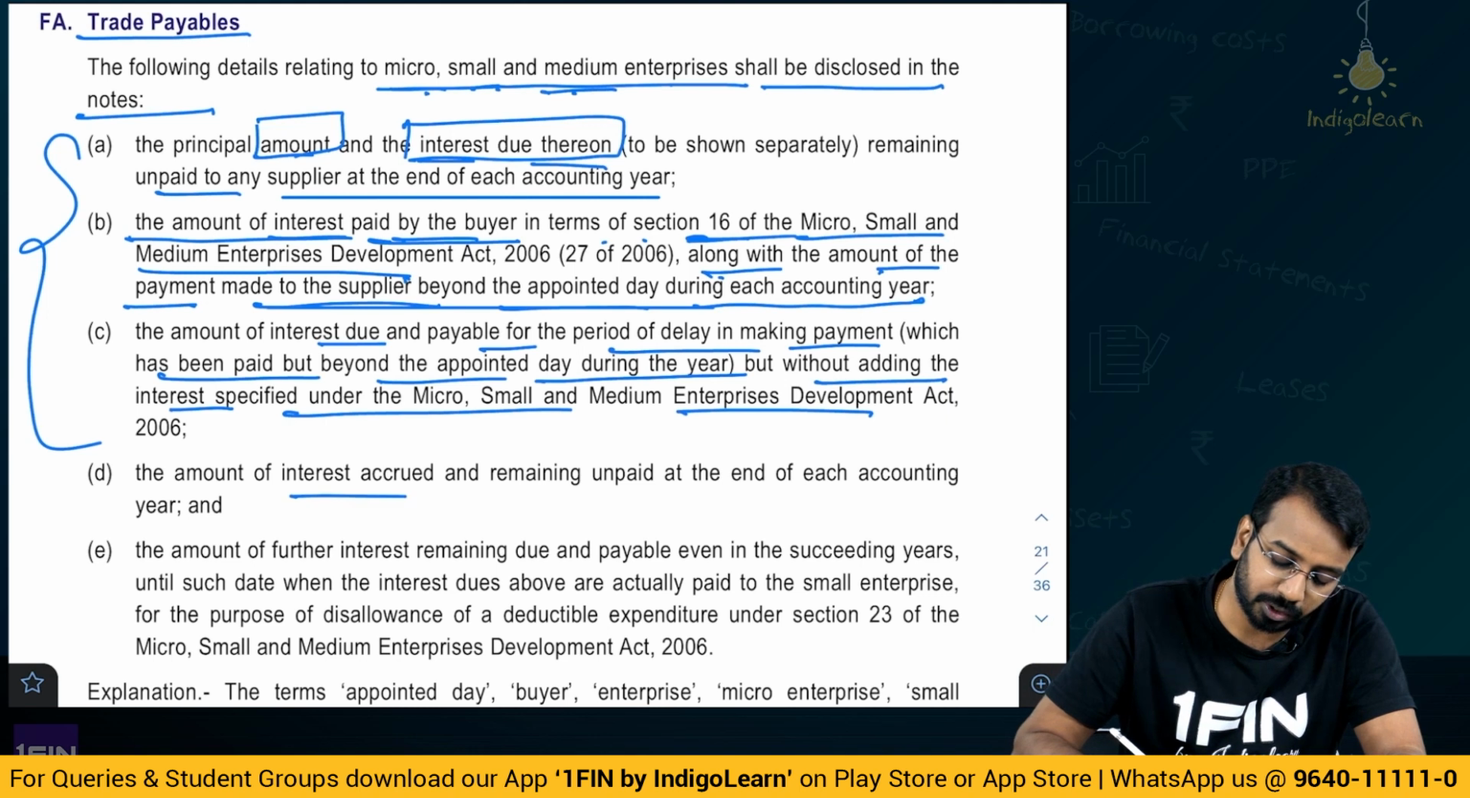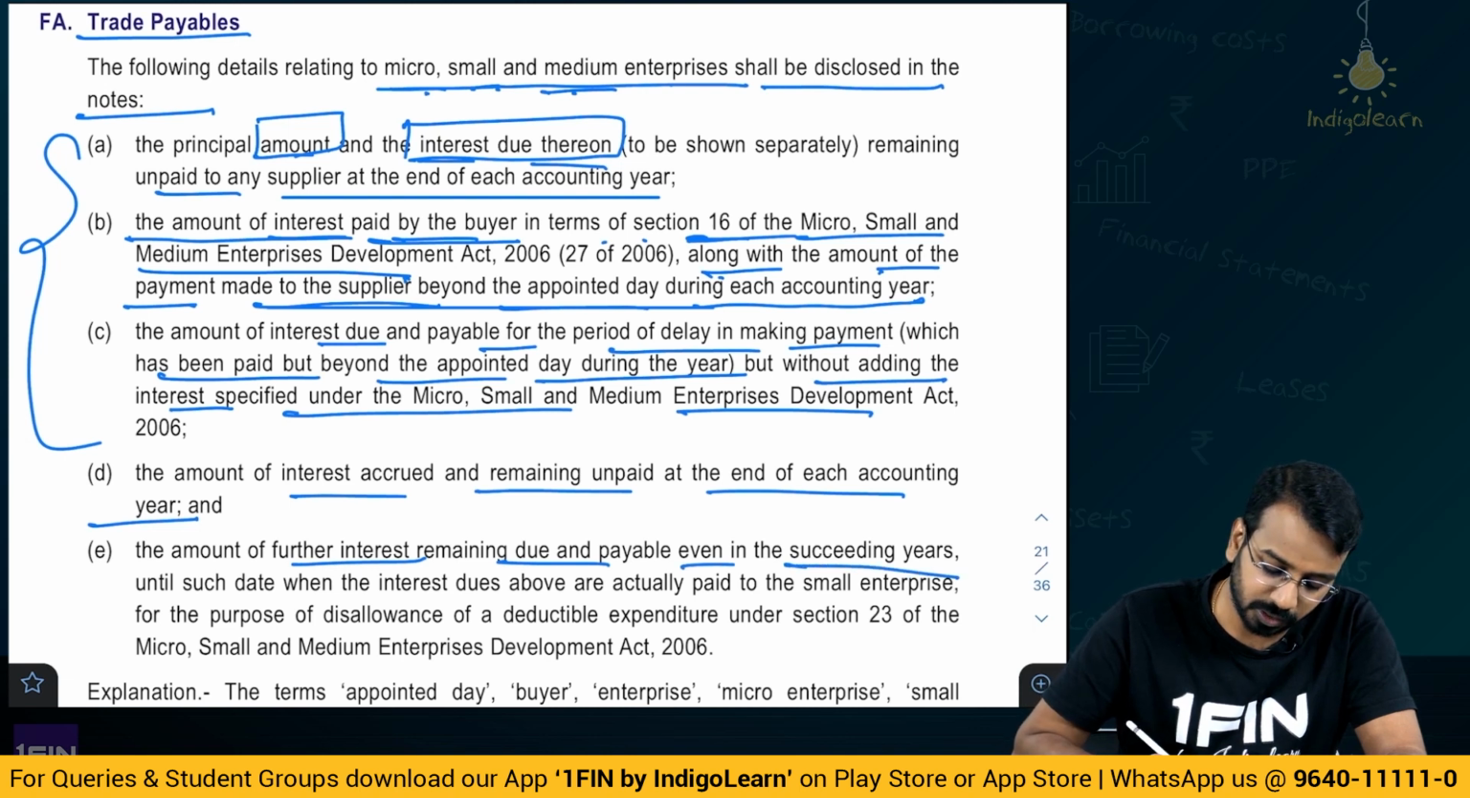Then the amount of interest accrued and remaining unpaid at the end of each accounting year, the amount of further interest remaining due and payable even in the succeeding years until such date when the interest dues above are actually paid to the small enterprise for the purpose of disallowance of a deductible expenditure under section 23 of MSME Act.